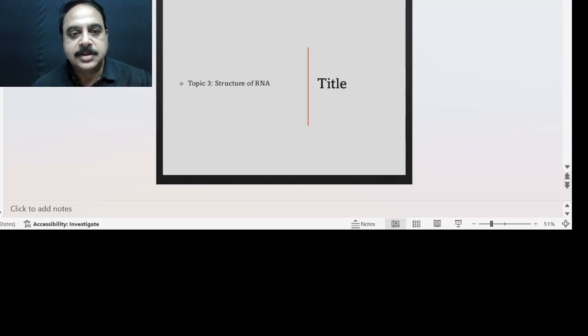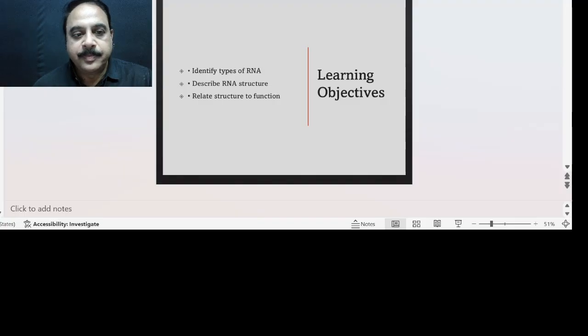Welcome to session 3 of the discussion of the structure of RNA. In this session, we shall learn about RNA types, structure, and how each fulfills distinct cellular functions.